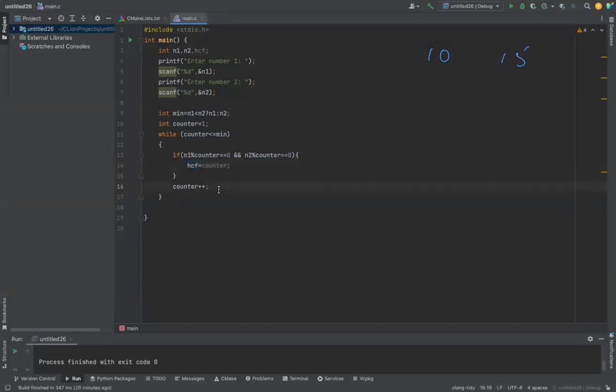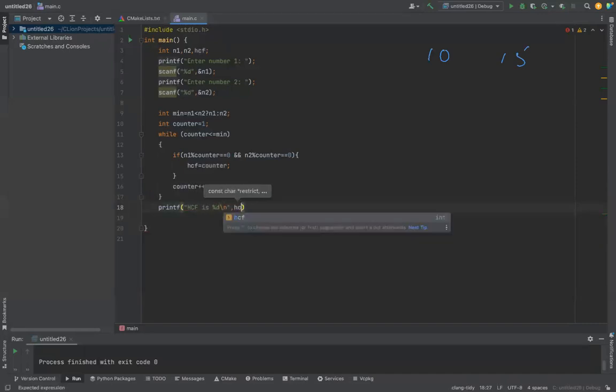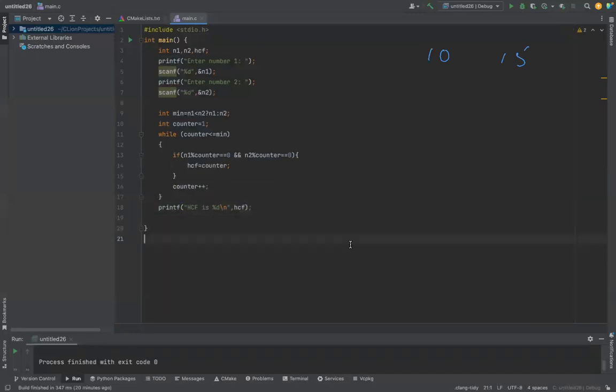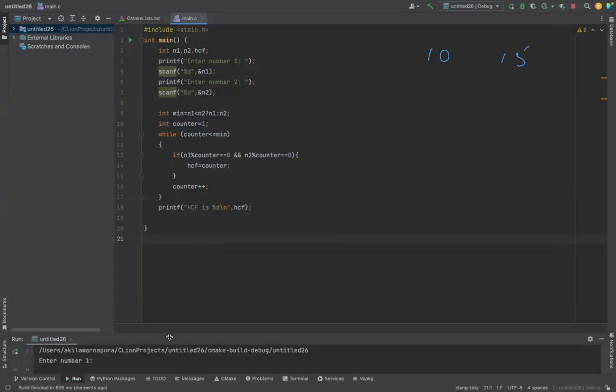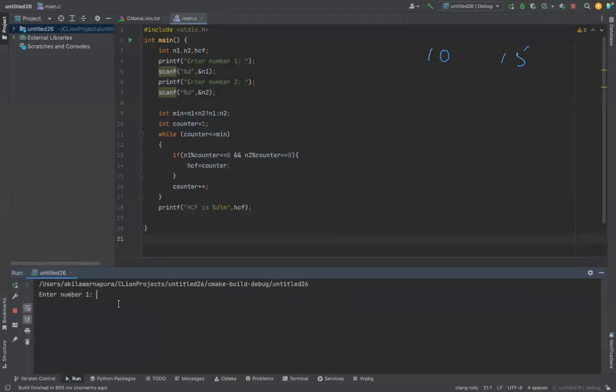Okay. So counter variable. Now what you can do, once the while loop finishes, you can use printf highest common factor is percentage d slash n. You can use highest common factor. Check whether this program is working properly. Let's say number 1, take the same example, 10 and 15. Yes, highest common factor is 5.